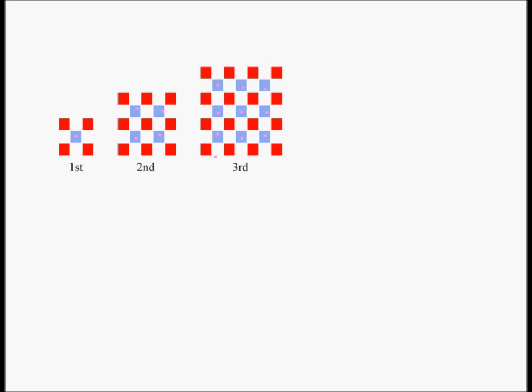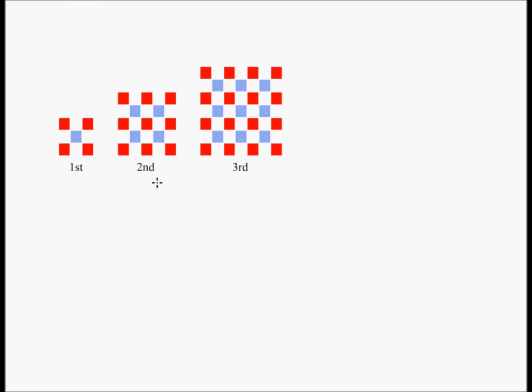For the third one, you have a 4 squared. Look at the red tiles, you have 16 red tiles. For the second one, you have 3 squared, 9. For the first one, you have 2 squared. So basically, each shape is a sum of 2 square numbers. The third one is a sum of the third and the fourth square numbers. The second one is a sum of the second and the third square numbers.